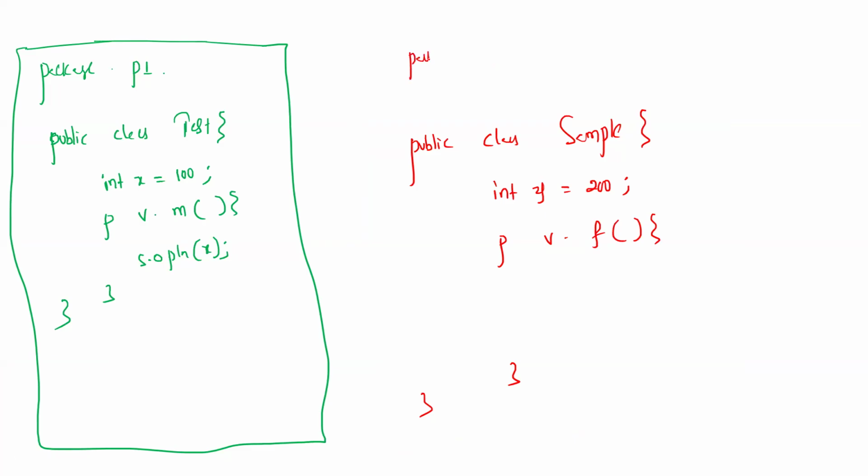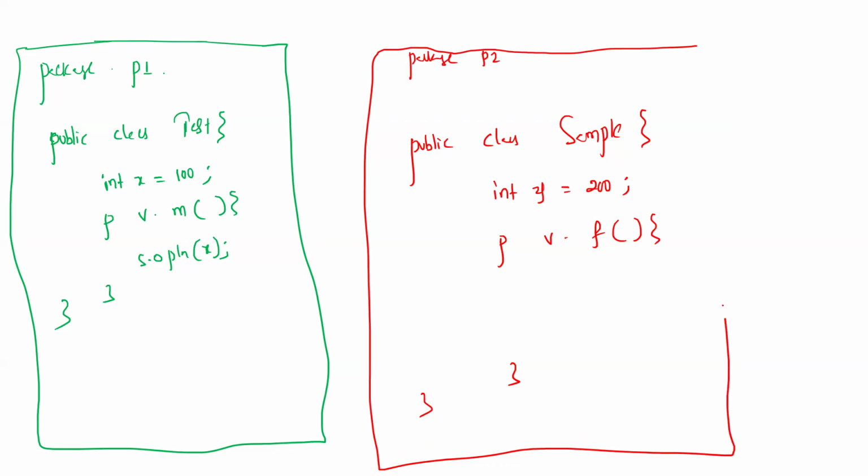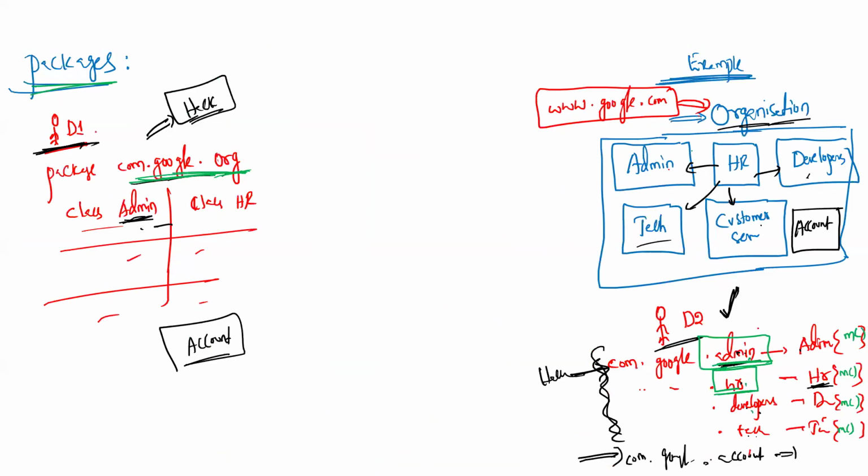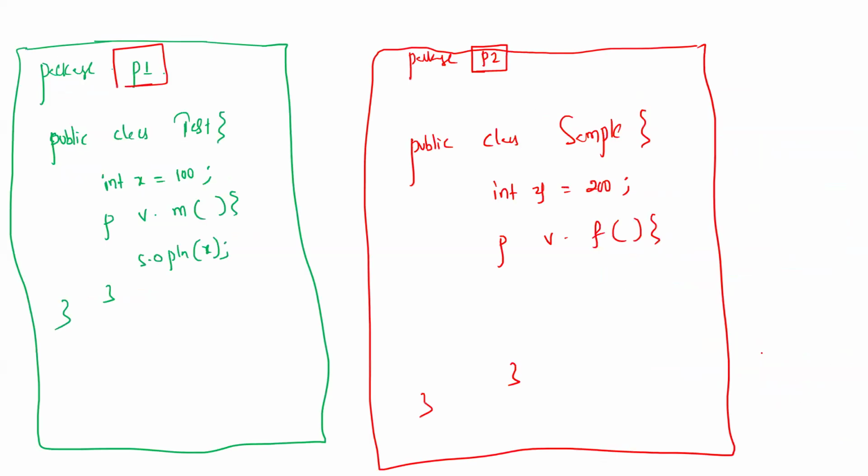So I need some space. That's why I'm writing package P2 a little bit at the top. Possible or not possible? Accessing one package's code from another package, is it possible or not? That's the first question. The answer is possible. Otherwise, what is the purpose of creating multiple packages for one project if they cannot interact? So it's possible.